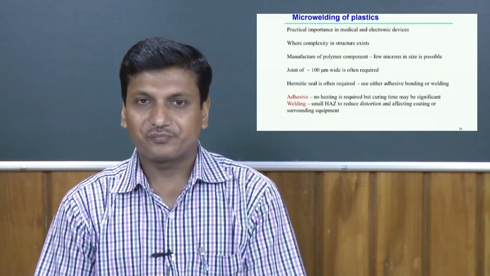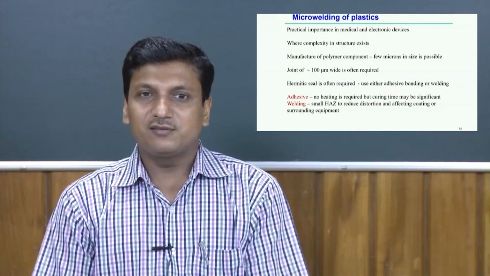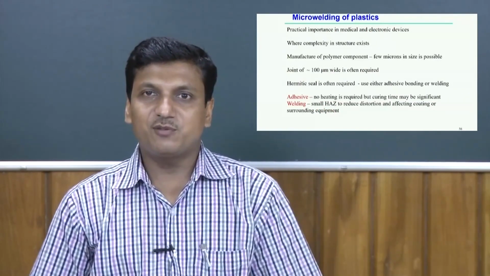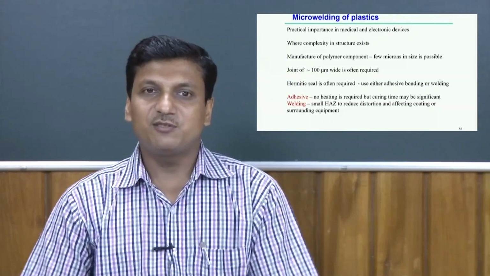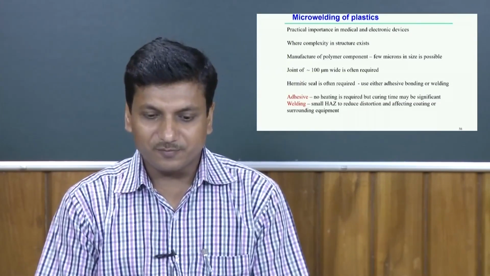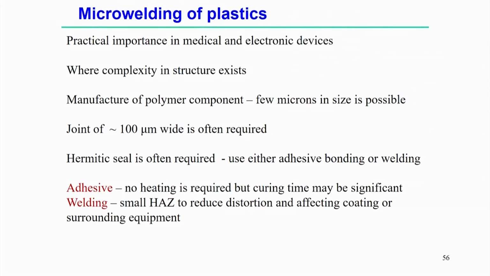After the welding of metallic materials, if we focus on the micro welding of plastics, the practical importance is that it is specific to medical devices and electronics devices, where complexity in structure exists. In that case micro welding is more suitable, where the most complex structures can be processed using the different micro welding processes for plastic materials.